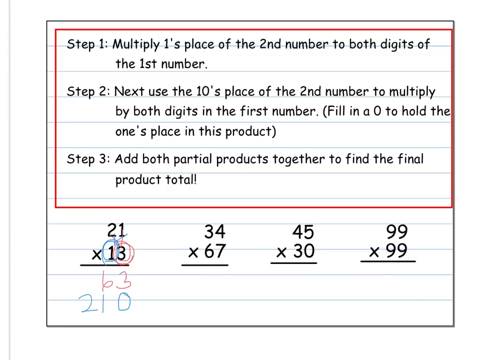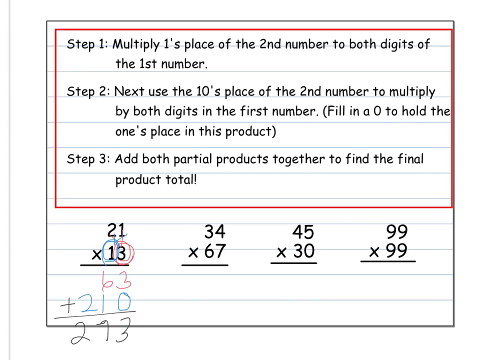Step 3 says add both partial products together to find the total product. So we take and we add these together. 3 plus 0 equals 3. 6 plus 1 is 7. Bring down our 2. Our answer is 273.